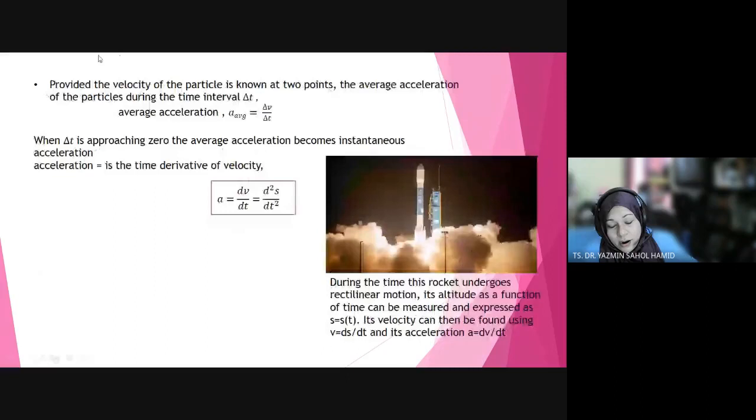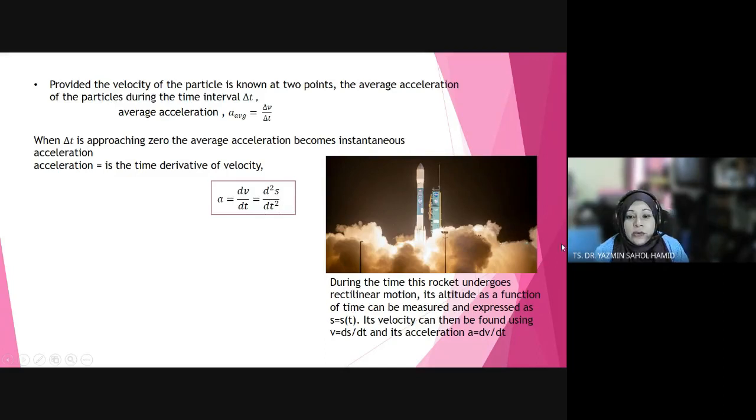Okay. So what is the average acceleration? Average acceleration equals delta V over delta T. And when delta T approaches zero, it becomes instantaneous acceleration, and acceleration becomes the time derivative of velocity. Very similar to just now. Or sometimes for acceleration, you will get this formula, which I'm sure you're familiar with: d squared s over dt squared.